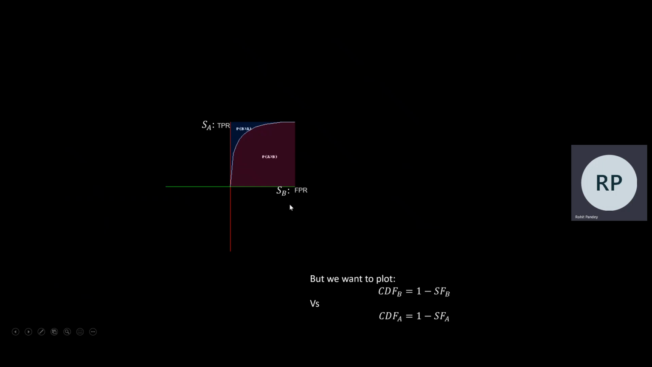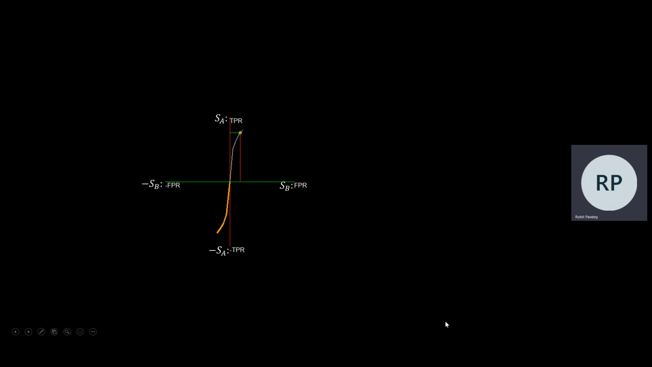Now we want to see what the ROC curve for the flipped strategy will be like. In other words, we want the plot of the CDF of B on the x-axis versus the CDF of A, right? CDF of B is 1 minus survival function of B, versus 1 minus survival function of A. We already have survival function of B versus survival function of A. We want 1 minus those, right? So first we go to minus survival function of B versus minus survival function of A. To do that is very simple. As we are drawing out the curve, for the positive counterparts we draw the orange curve for the negative counterparts, and this gives us the curve for minus survival function of B versus minus survival function of A.